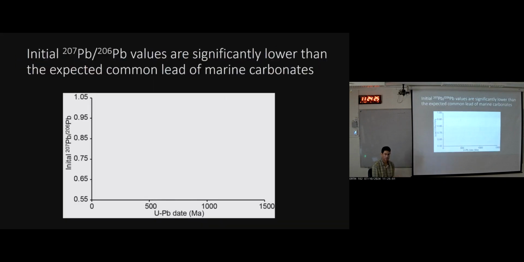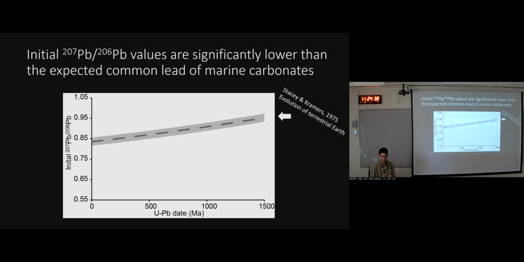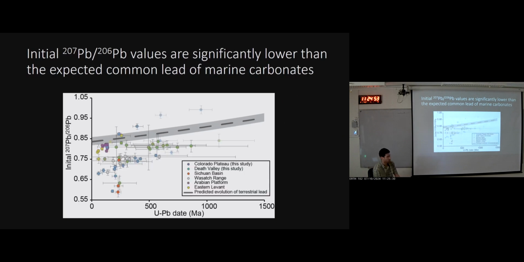And now we're going to look at the second parameter. We're going to be looking at the initial 207 to 206 in the samples and comparing them with the uranium lead date of these samples. If these dolomites have formed at the surface and nothing happened since, we expect them to follow this trend, which is the evolution trend for terrestrial Earth. We expect the lead composition of the ocean to roughly follow this trend, and they don't. They all plot below this trend.